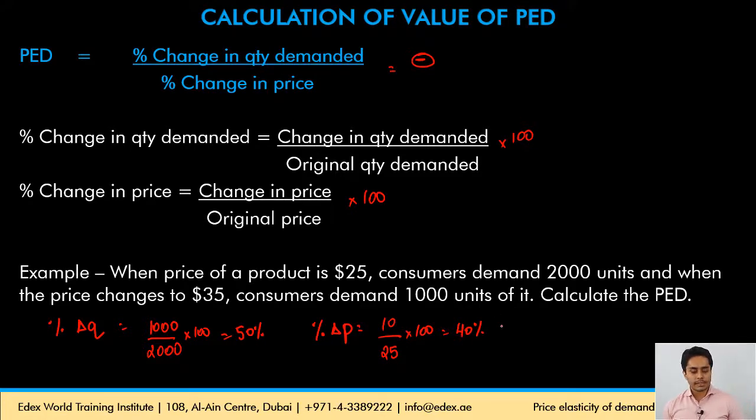Now let us calculate the value of PED. The percentage change in quantity demanded was 50%, but since the quantity is going down, I will write minus 50%, and the change in price is 40%. Since price is going up, I will keep that as positive. Ultimately, I will get minus 1.25 as the PED value.